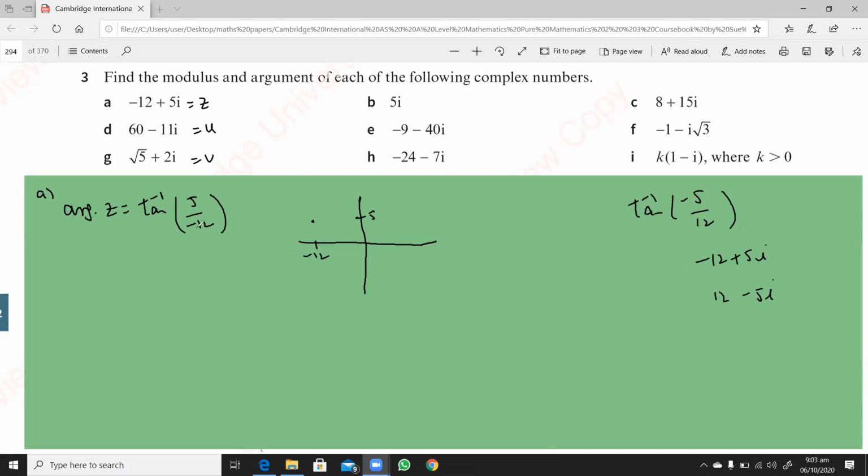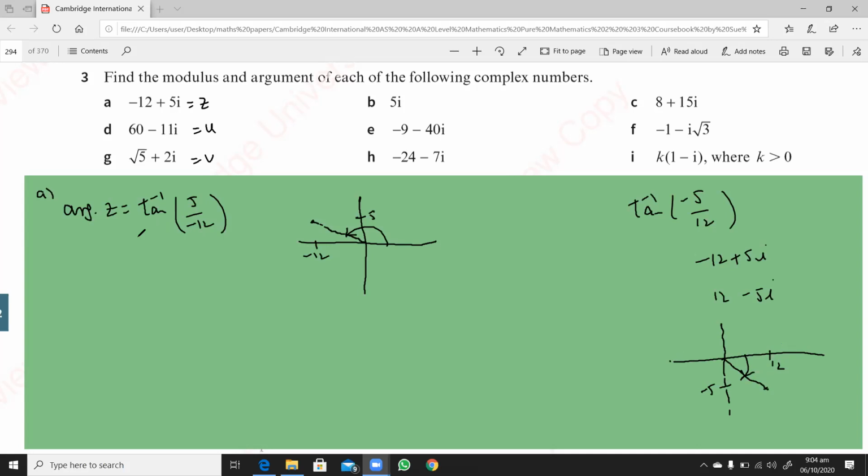So when you have this mark on the Argand diagram, then you clearly know that you have to find this angle. And suppose this was instead of this, then the Argand diagram would have told you that this is 12, this is minus 5. So you have to tell how much is this angle.